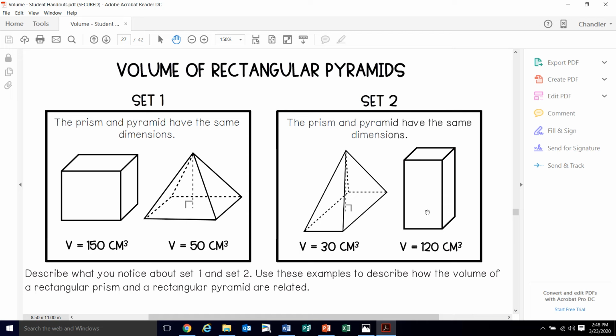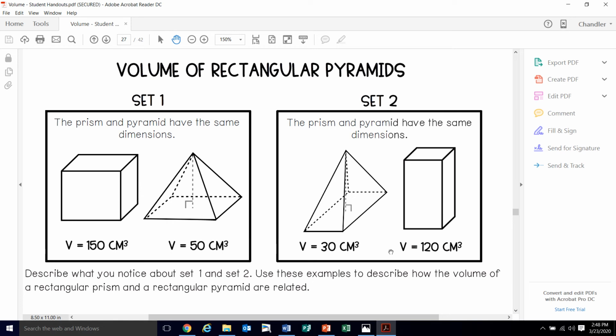Let's also look over here. We have a rectangular prism and a rectangular pyramid. We can see that the base of this pyramid is on the bottom, but the base of this rectangular prism is on the side. I'm going to assume that this side is also the base here, and they're basically the same width and height, and this pyramid could probably fit inside of that prism.